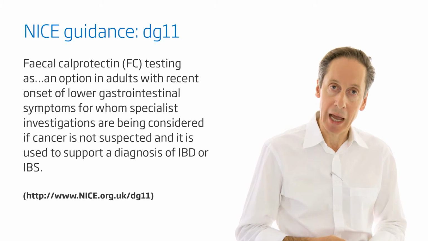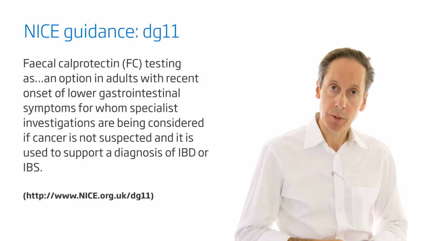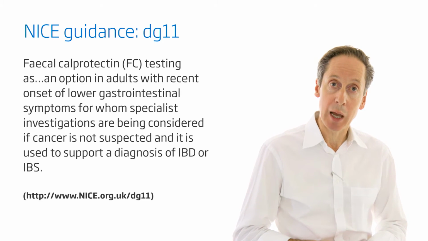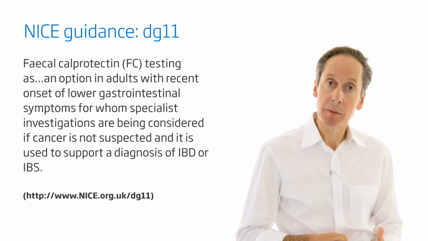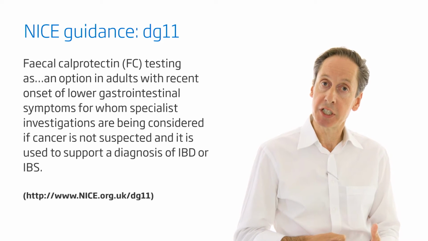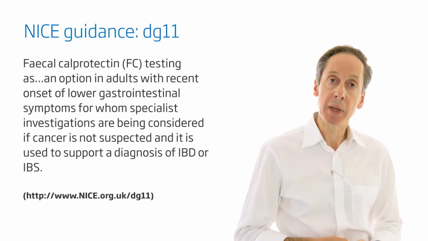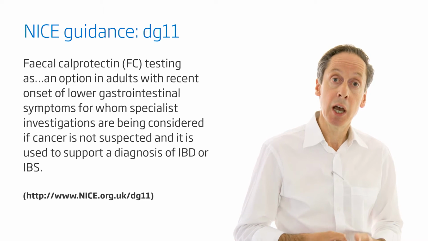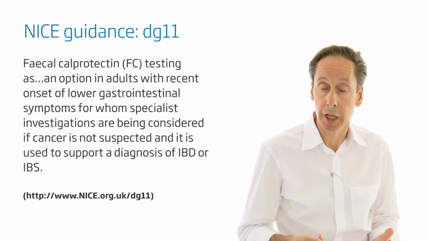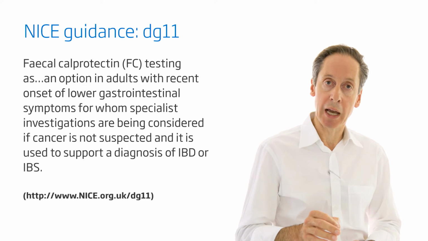Fecal calprotectin has a very high negative predictive value. It's a great rule-out test. The standard cutoff for fecal calprotectin is 50 micrograms per gram. And if a symptomatic patient, a patient with lower gastrointestinal symptoms, has a calprotectin less than 50, they and their doctor can be extremely confident that they have a functional disorder, an irritable bowel syndrome. So it's a great rule-out test.